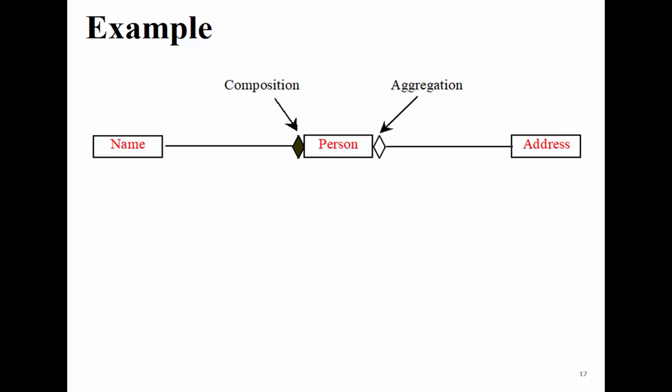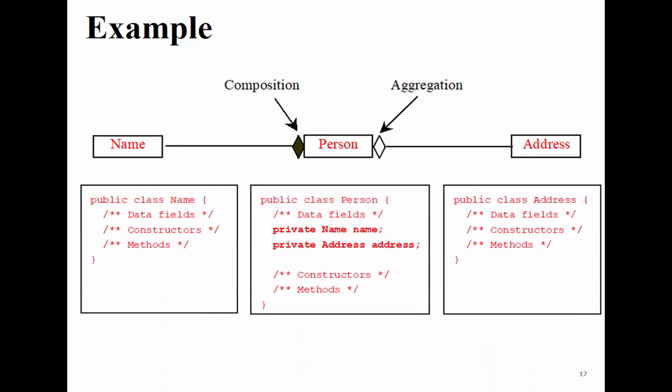Example: you have a person, a name, and an address. So what's the relation between the name and the person? It is a composition. But between the address and the person is an aggregation. You can see here we have a class called Name, with some fields, constructors, and methods, and we have a class Person. It has a private name field and a private address field. Now we have a class Address. This is how we implement the relations.